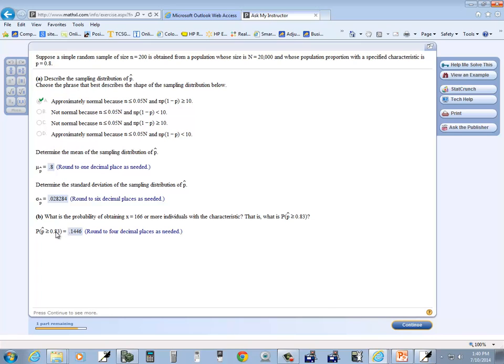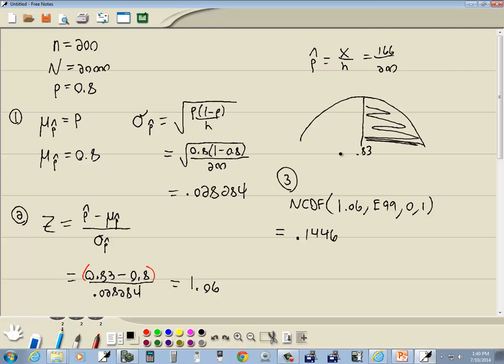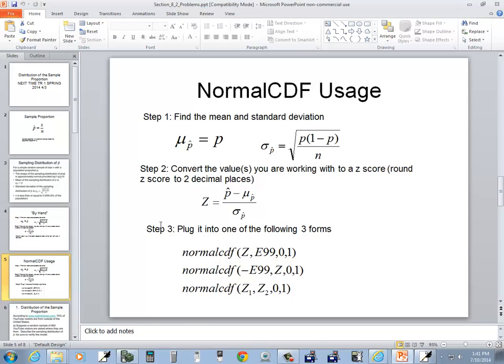Now, some problems will give you p hat directly like this, and some problems you will have to use this formula to find p hat. They'll give you the x, and you have to plug it into here. Now, this is just one z here. Down here, you see where it says z sub 1, z sub 2. That's when it's between two values. Then you need to do step 2 twice, once for each particular value.